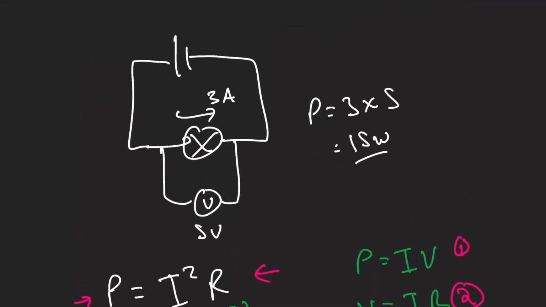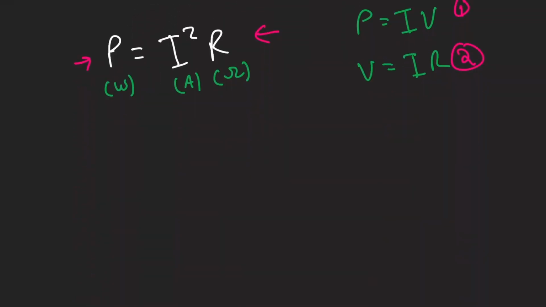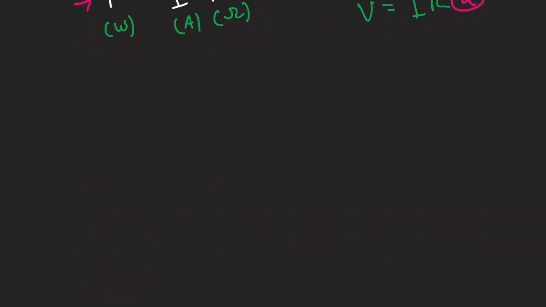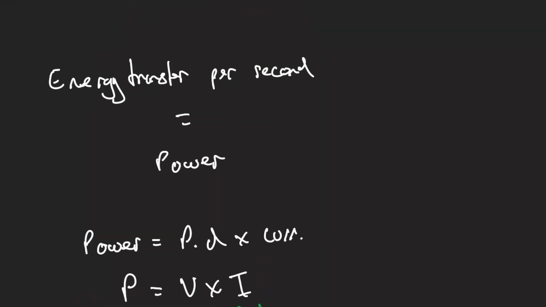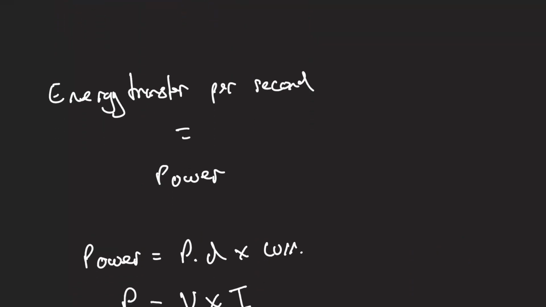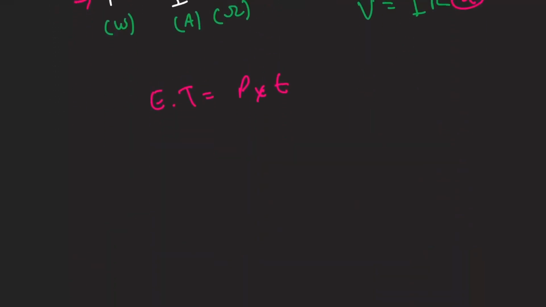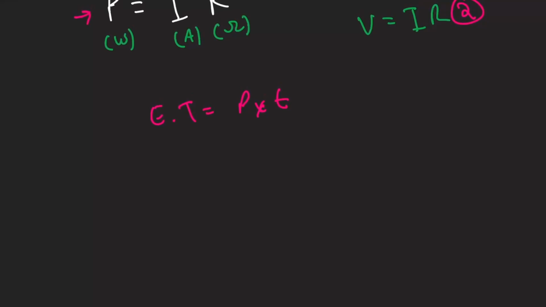So here we've just looked at a lamp. That's one example, but we can also look at different appliances. We said already that energy transferred equals power multiplied by time. That's basically what we've written over here. The energy transfer per second equals power, and therefore energy transferred, not per second, is just the power multiplied by the actual time. If you want to work out the total energy transfer, you just multiply the power by the time.